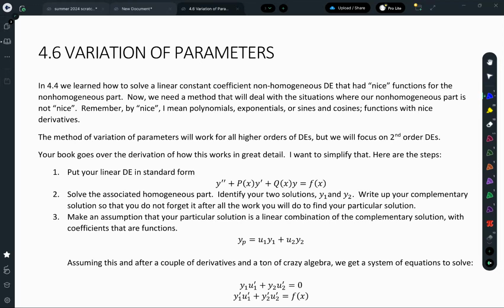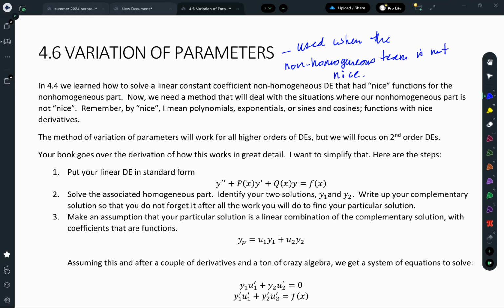Hello, today we're going to cover a new method called the variation of parameters. And this method is used when the non-homogeneous term is not nice.